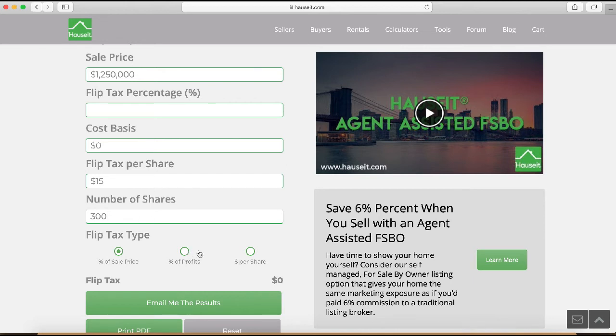So we'll also want to change the flip tax type to dollar per share, and here it's going to calculate the total flip tax. Now if you look at this amount relative to the sale price, you'll see that it is very small compared to a percentage flip tax. So in general, if you see a dollar per share flip tax, on average it's going to be reasonably low. Now that being said, and to reiterate, it is possible for a co-op to change its flip tax, and we're going to show you an example of how that might happen.